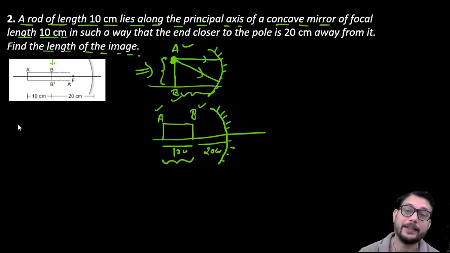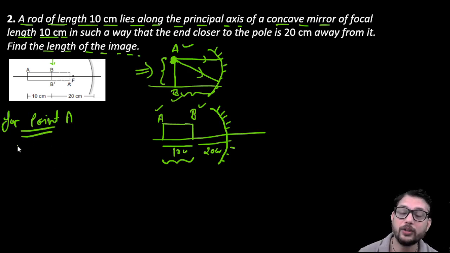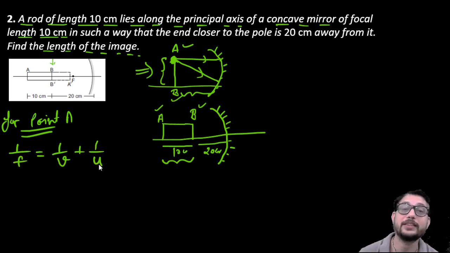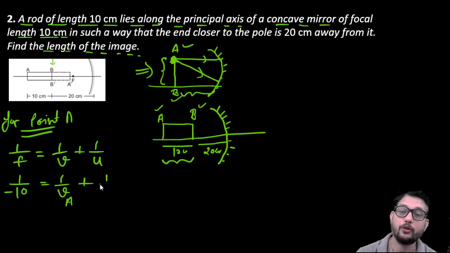Now for point A, apply the formula. The formula is 1 upon f equals 1 upon v plus 1 upon u, because this is a mirror. The focal length is given to you, that is 10, and it will be negative, as you know. So 1 by v, and that is vA, let it be the image point of the point A, plus 1 upon u, that is minus 30.